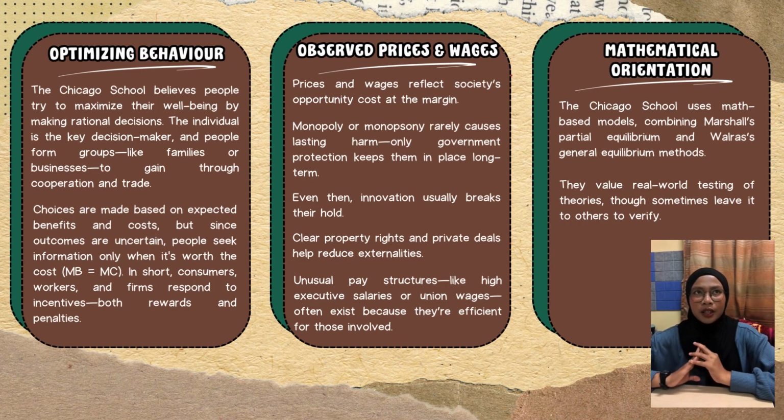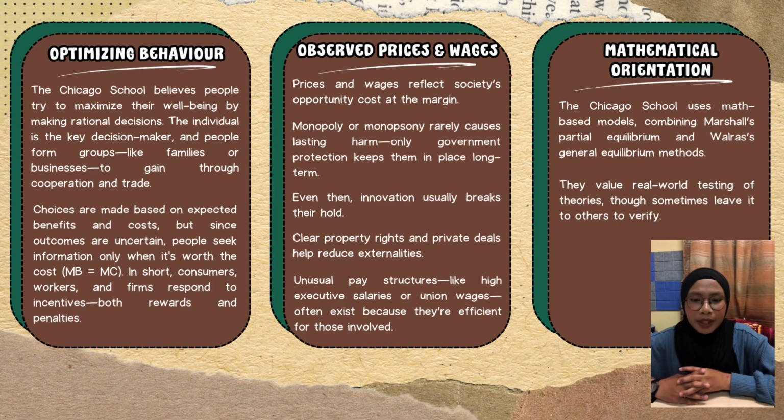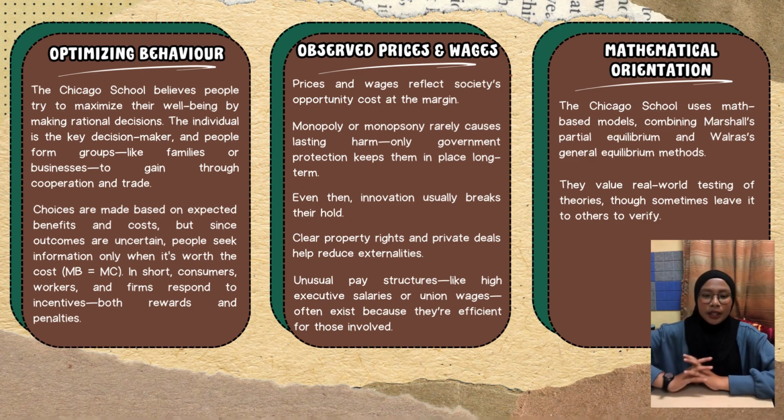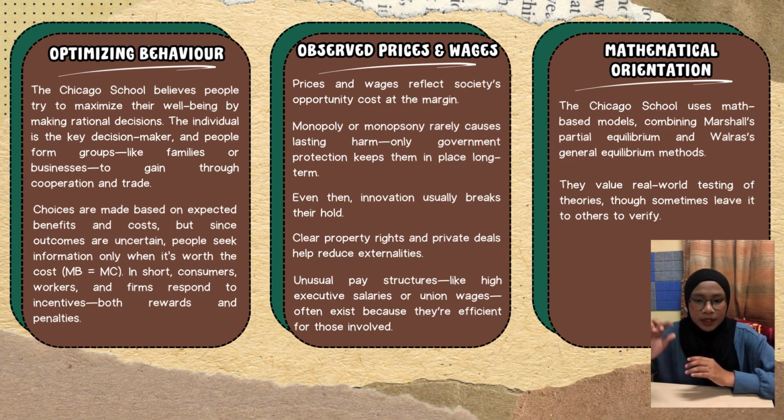Okay, so first, I will explain optimizing behavior. The Chicago School believed people try to maximize their well-being by making rational decisions. The individual is the key decision maker, and people will form groups like families or businesses to gain through cooperation and trading. Their choices are made based on expected benefits and costs, but since outcomes are uncertain, people will seek information only when it's worth the cost.